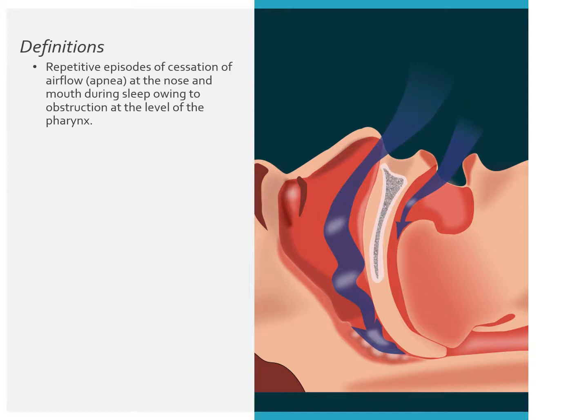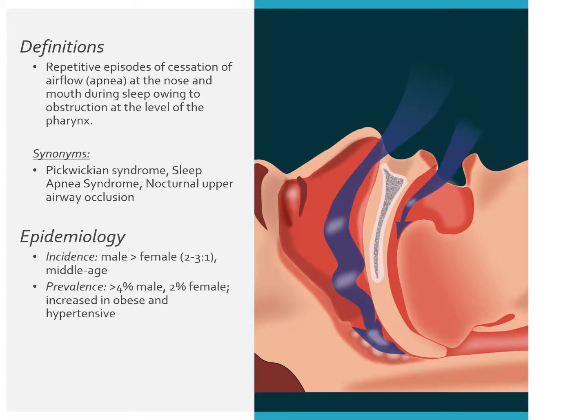Oftentimes they will stop breathing for a prolonged period of time, maybe up to 5, 6, 7 seconds or longer. And then there's suddenly a large exhale, where the patient, in the sleep cycle, has started waking up. Some other names for it, you might hear Pickwickian syndrome. Some people refer to it as sleep apnea syndrome, or even nocturnal upper airway occlusion. But normally, more and more, we're beginning to accept obstructive sleep apnea, or OSA.